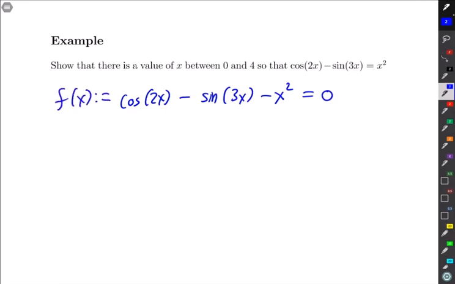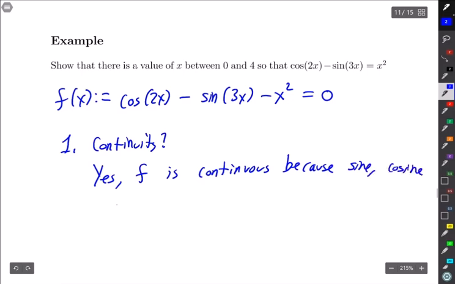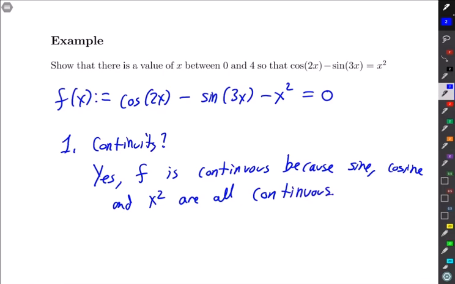What do I need to apply the IVT results I had last time? Well, I need continuity, and I need a positive value and a negative value. So let's give it a shot. Continuity. We're good here. f is continuous because sine, cosine, and x squared are all continuous. So we're good there. We know our function is continuous. We can just use it and be all set on that front.